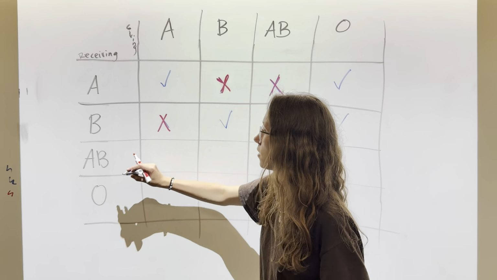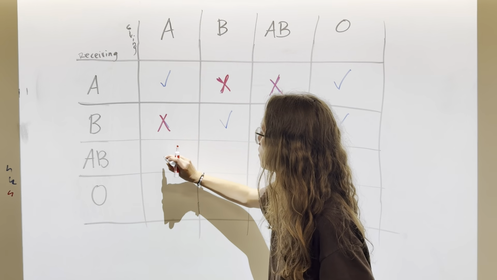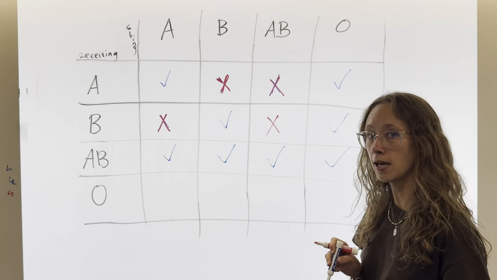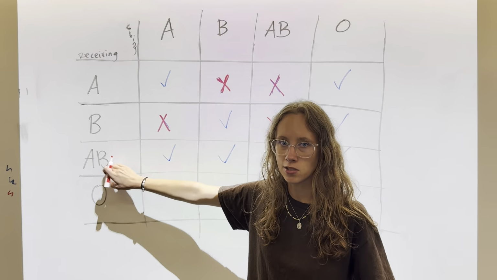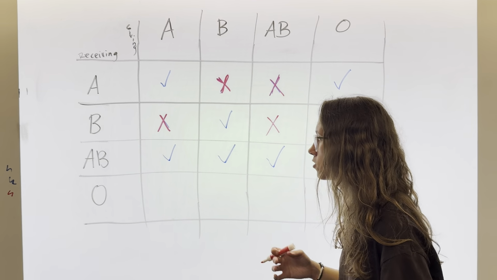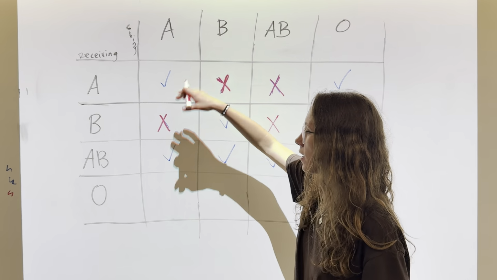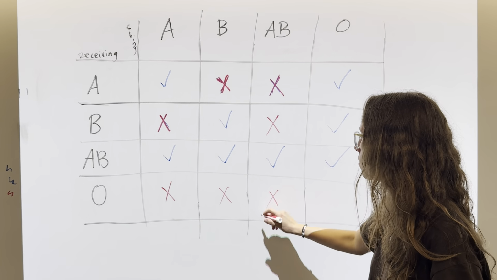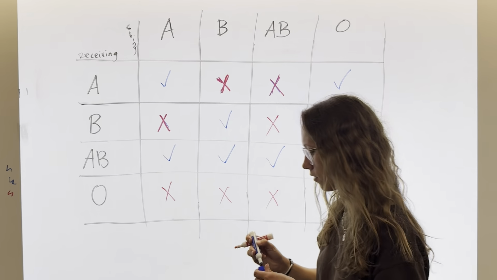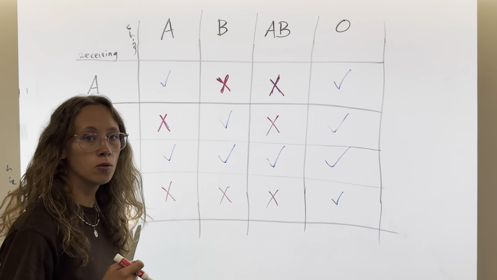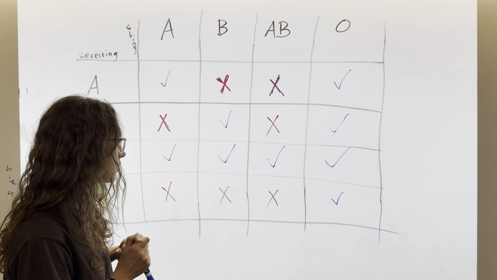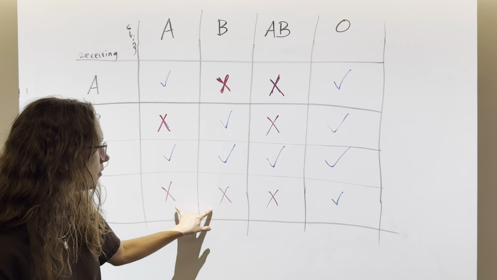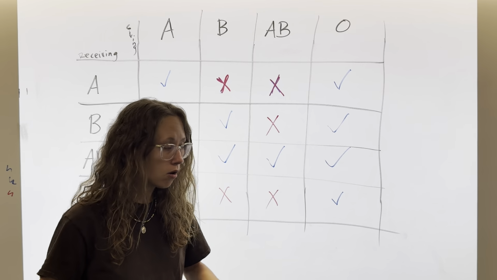AB can receive A, B, AB, and O blood type. It has no antibodies, so there's nothing to block it from receiving any other type of blood. Whereas O, on the other hand, cannot receive from A, B, AB, but it can receive from O. Because the O blood type does not have any antigens, but it does have both of those antibodies for the A and B antigens, so it can't receive from A or B at all.